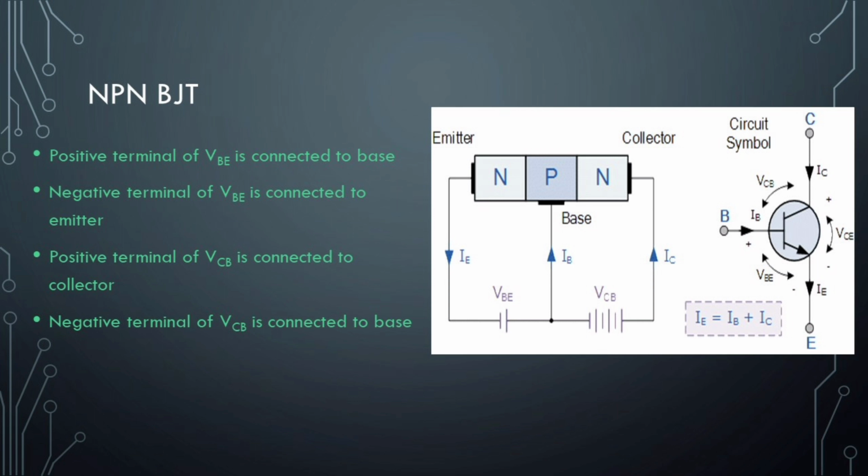Positive terminal of VBE is connected to base. Negative terminal of VBE is connected to emitter. Positive terminal of VCB is connected to collector. Negative terminal of VCB is connected to base.